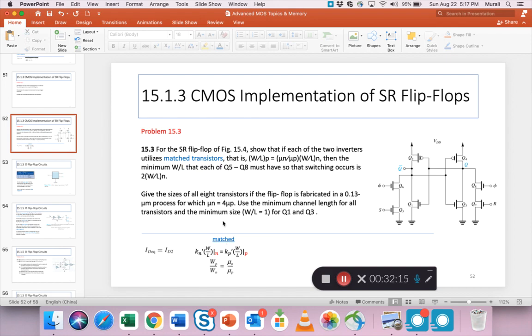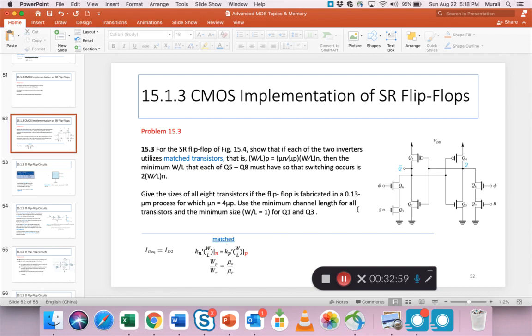The second part of the story is, the sizes of all the 8 transistors are fabricated in a 0.13 micrometer process, for which mu n equals 4 mu p. Okay, so give the sizes of all 8 transistors. So we are asked to provide basically the W's, right? We have to give the size of all the 8 transistors if the flip-flop is fabricated using a 0.13 process. That means L will be 0.13.